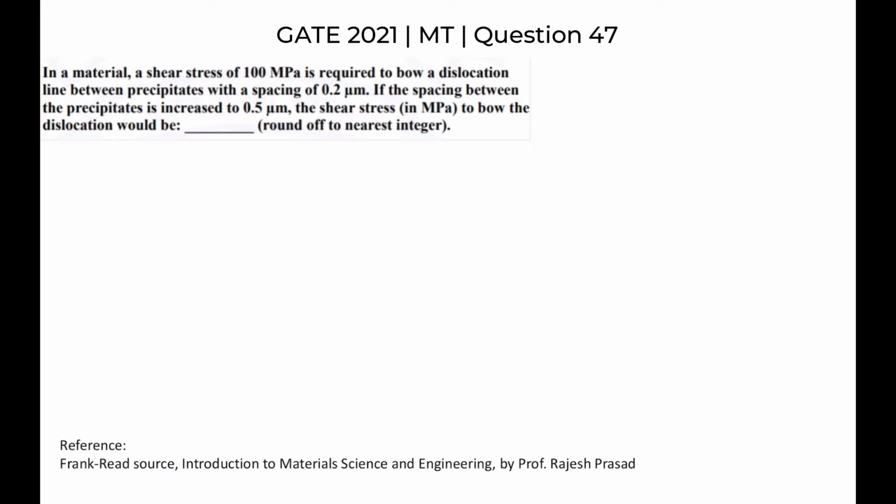Hello all, this is another question from GATE Metallurgy 2021. The question says, in a material, a shear stress of 100 MPa is required to bow a dislocation line between precipitates with a spacing of 0.2 micrometer. If the spacing between the precipitates is increased to 0.5 micrometer, the shear stress to bow the dislocation would be how much? So it is a very easy question.